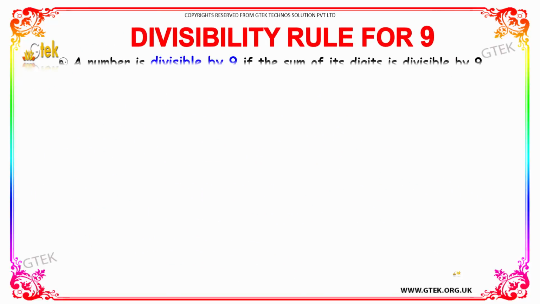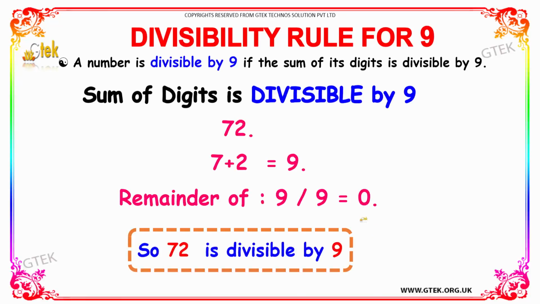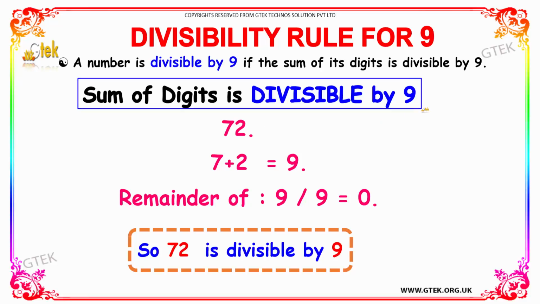Next we have the divisibility rule for 9. A number which is divisible by 9 will have a sum of digits which is divisible by 9 as well. That is, the condition for a number to be divisible by 9 is that its sum of digits should be divisible by 9.